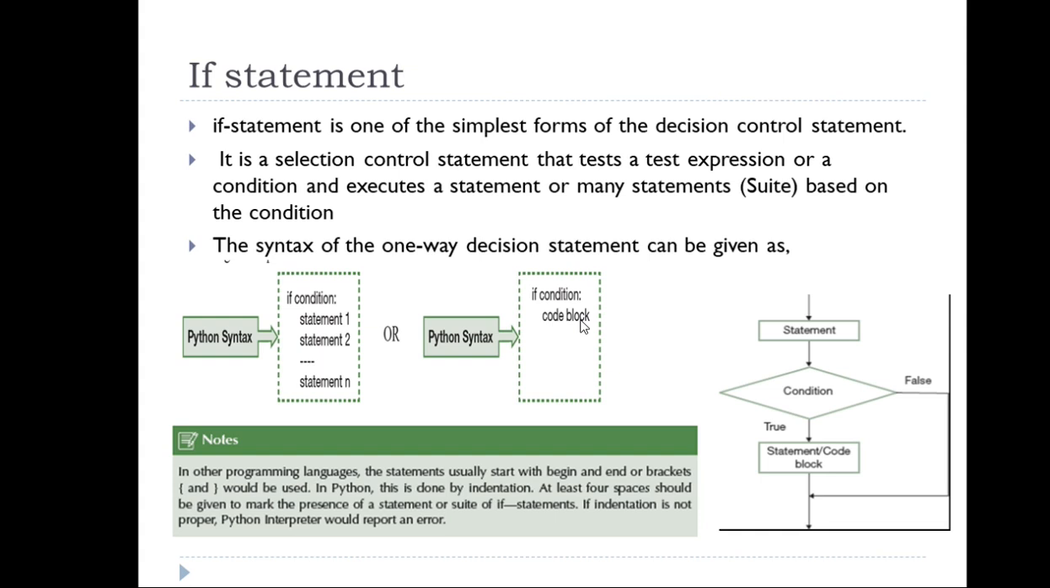Normally we maintain the block of code within curly brackets. But in Python, the block of code is maintained through indentation. If you see the syntax here, if condition, statement 1 up to n is one block of code which belongs to this if statement. So here we don't use curly brackets, it's the indentation.